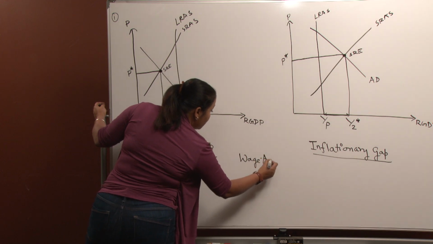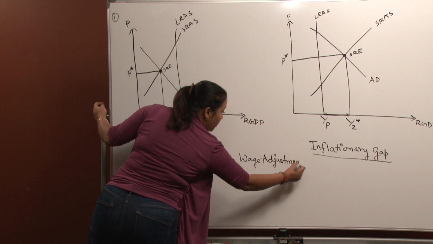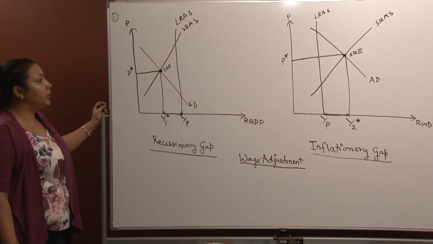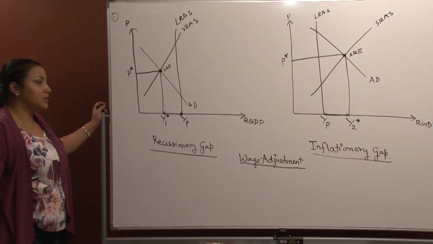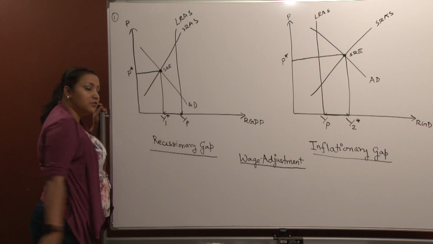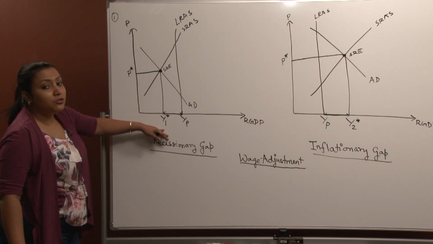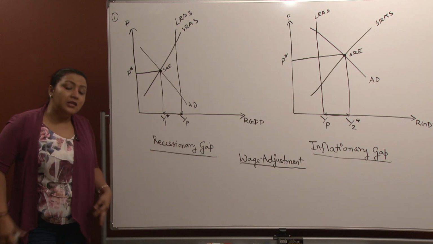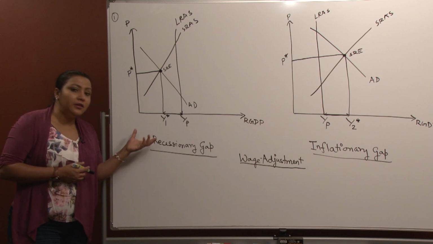The wage adjustment process is an organic, spontaneous process in the economy which makes the economy adjust from any short run equilibrium to the long run equilibrium. Let us understand the mechanism. Let us concentrate on this diagram first, the recessionary gap. So, you have a recessionary gap, the actual is less than the potential, the real GDP, which means some resources are underutilized. There is unemployment in the country.